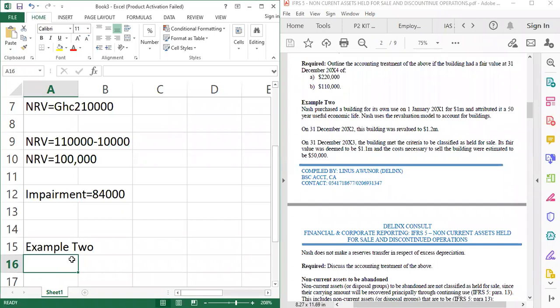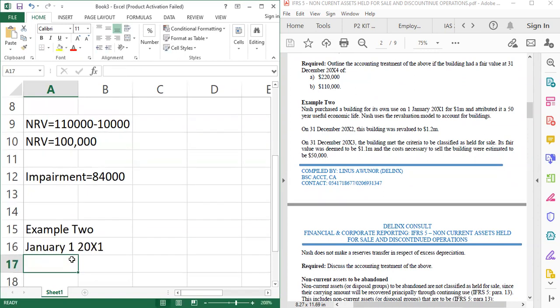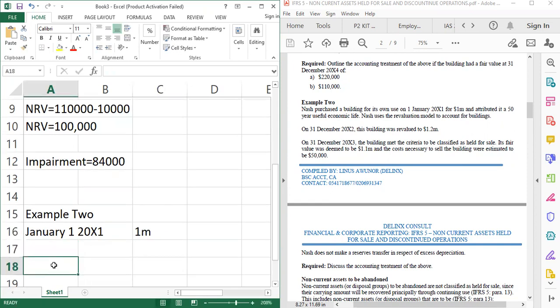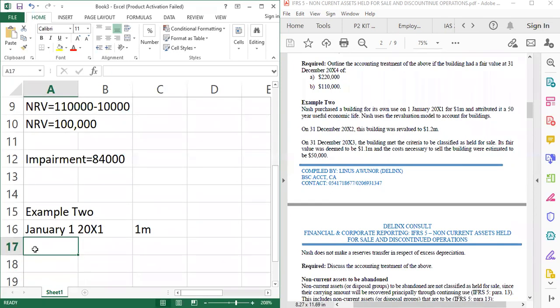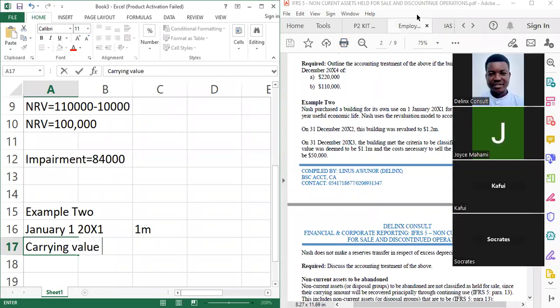On 31 December, we need to know the carrying value of the asset. So the asset was bought on January 1, 2x1, but the revaluation was done at 2x2. We need to know the carrying value as at the revaluation date.